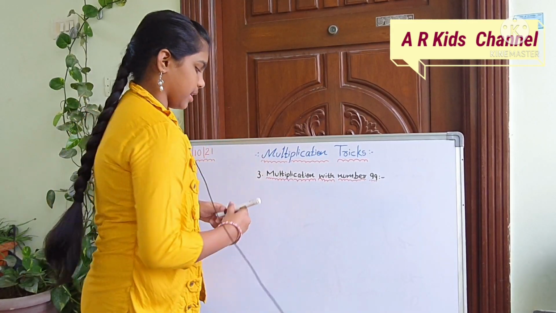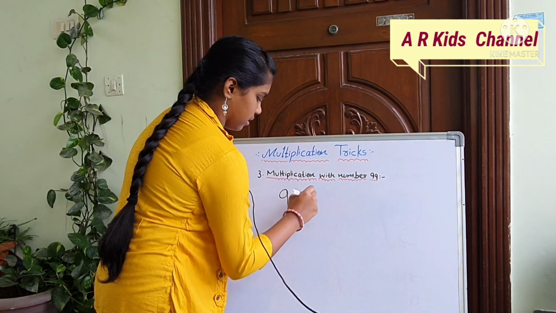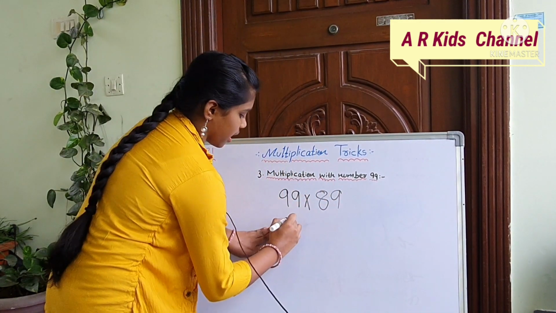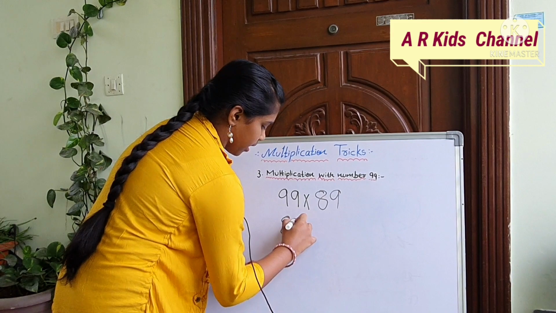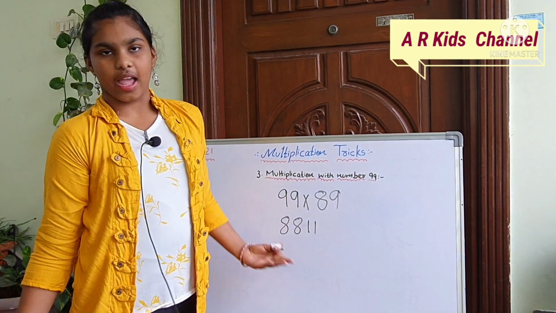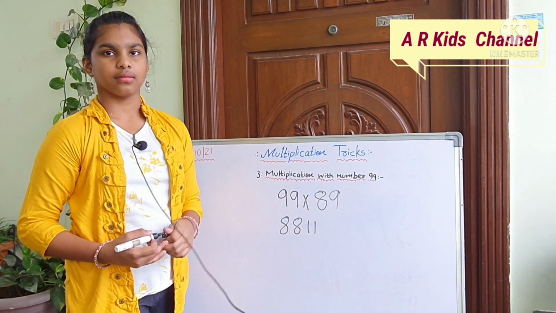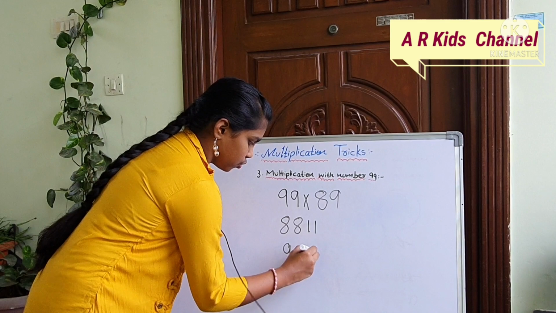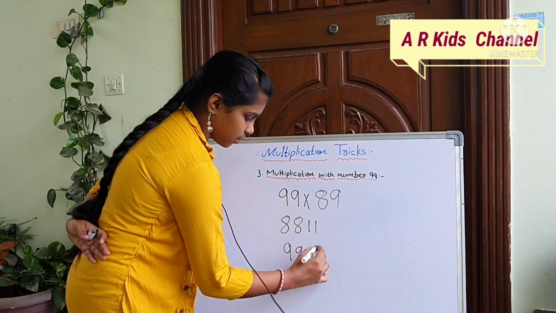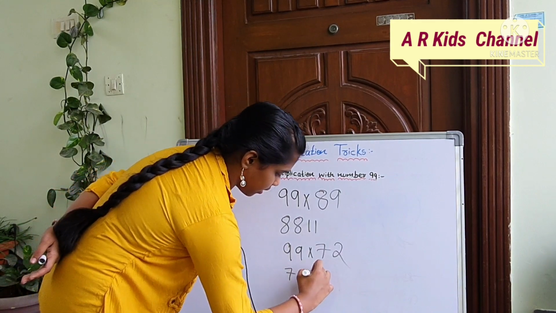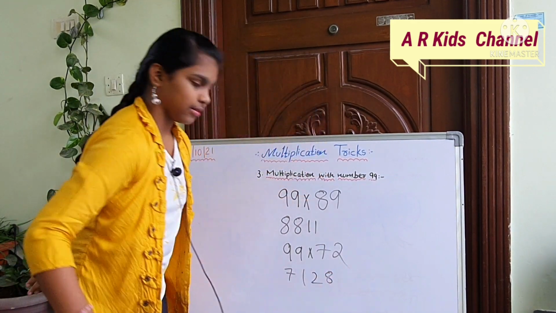Now let us see another example, 99 into 89. Here 88, then subtract this number, which is 8811. Now let us see another example, 99 into 72. 71 and 28. Done.